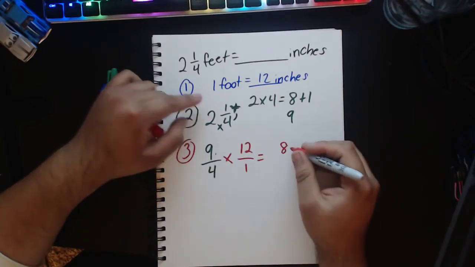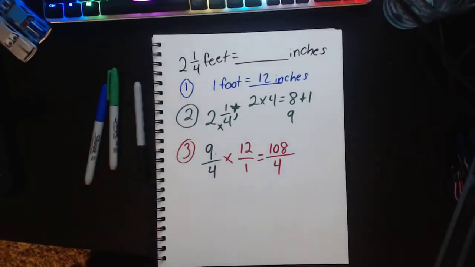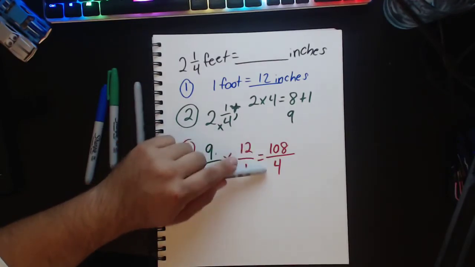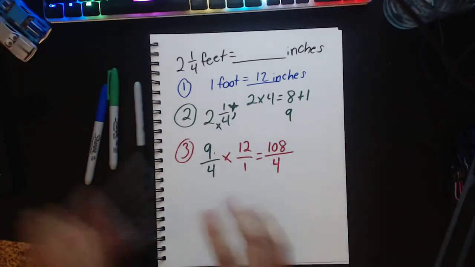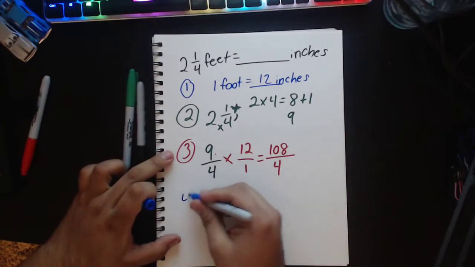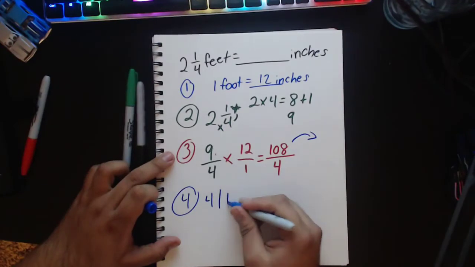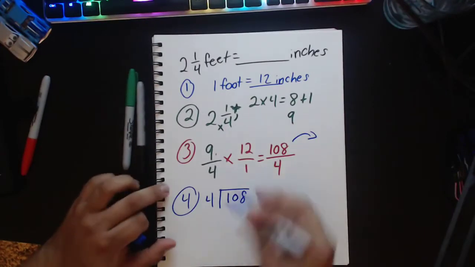108 over 4. Well, now what we're really doing is dividing, because when we have a fraction such as 108 over 4, what we're going to do is tip this. So I'm going to get my blue marker and tip it. So I'm going to have a 4 like that, then my 108 is on the inside. Now 4 cannot go into 1, so I'm going to do that right there.